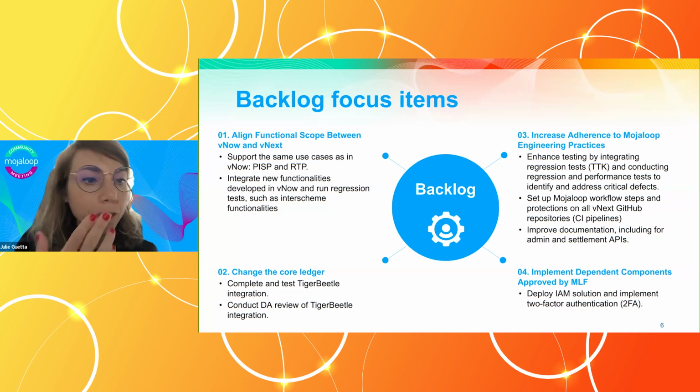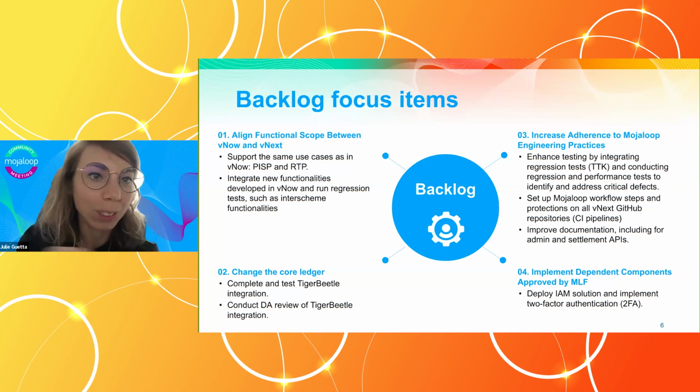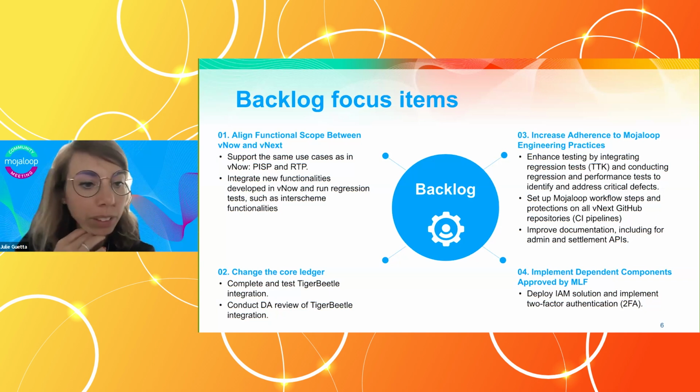So by means of example, any new functionality developed for inter-scheme to support an inter-scheme deployment will be done on vNow, and therefore we need to be integrating it in vNext as well. Again, I think Michael mentioned yesterday that he believes the amount of functionality should be quite limited, but anyhow, any new features, again, we need to be migrated.